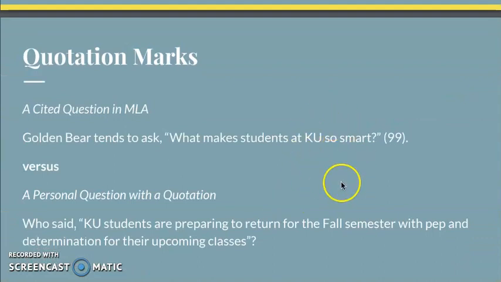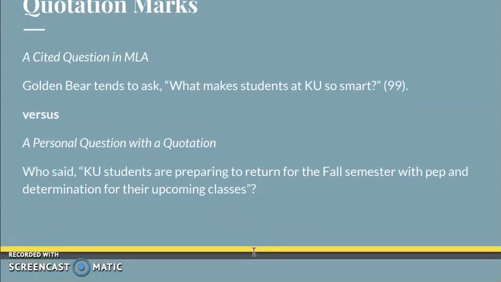So here's an example, a cited question in MLA. Golden Bear tends to ask, "What makes students at KU so smart?" You would have your citation, period, but your question mark goes inside because that punctuation is still part of the quote. Or if you have a personal question, then you would put your question mark outside of the quote.